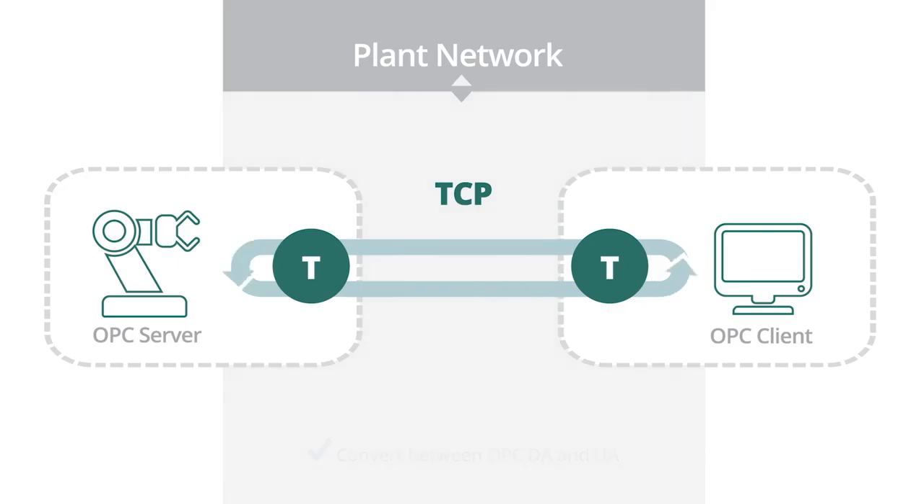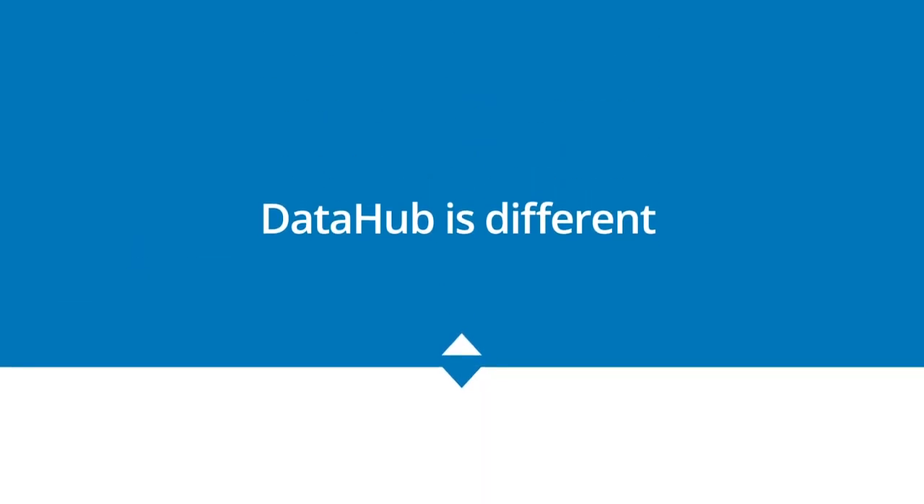But the problem with traditional tunnelers is they encapsulate the actual OPC transactions and then transmit them over the network using TCP. When the network slows down or breaks, clients suffer long timeout delays and freeze, waiting for requests that never get answered. DataHub is different.